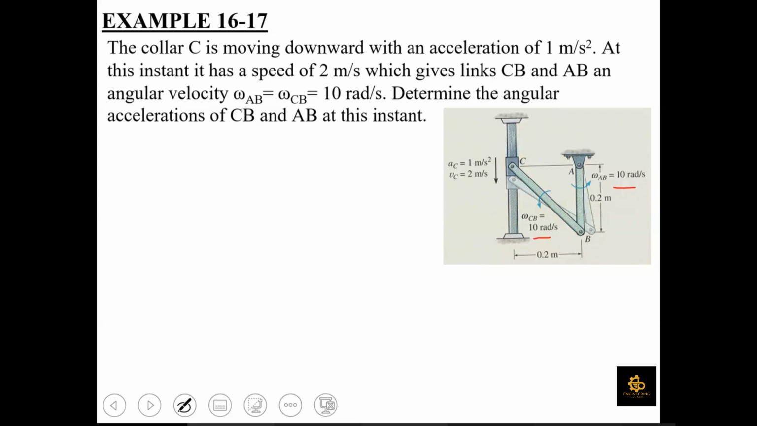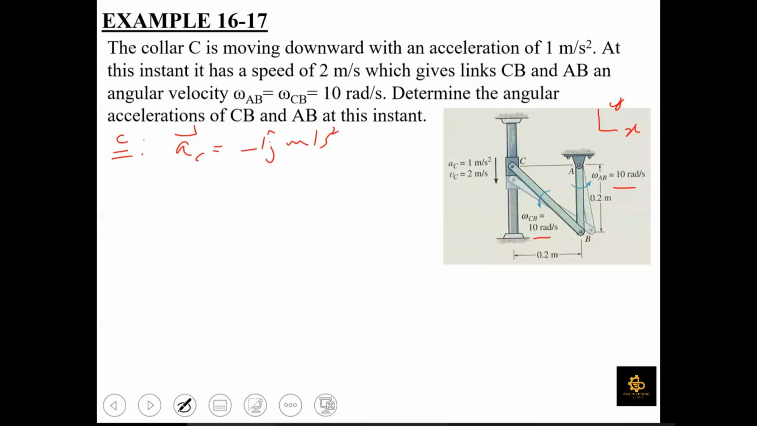Okay, now in order to perform the acceleration analysis, we are going to start our solution from the point where the motion is known to us. Since the motion of this collar is known to us, we are going to start with collar C. This collar is moving downward at a speed of 2 meters per second and an acceleration of 1 meter per second square. So we can write the vector AC as minus 1j meter per second square. ठीक है? Acceleration of point C हमें known है. So we have written that acceleration vector as shown to you here.